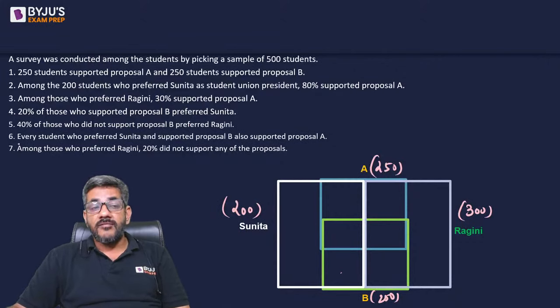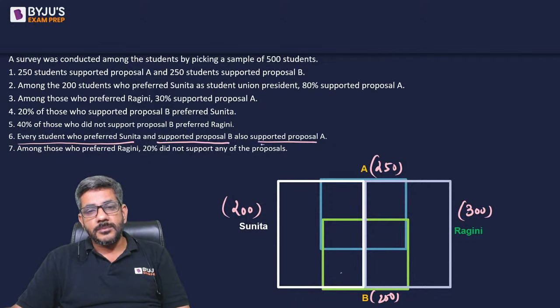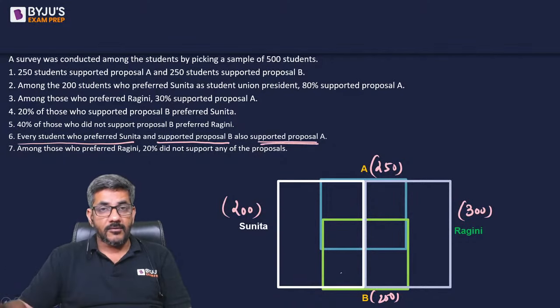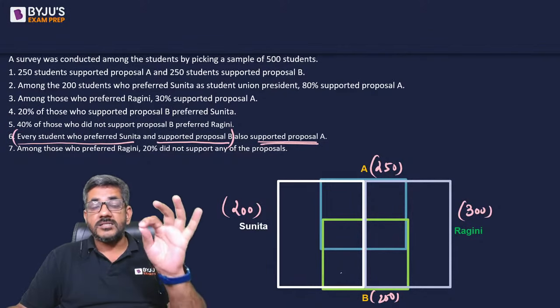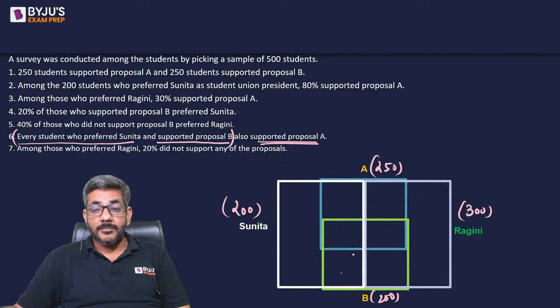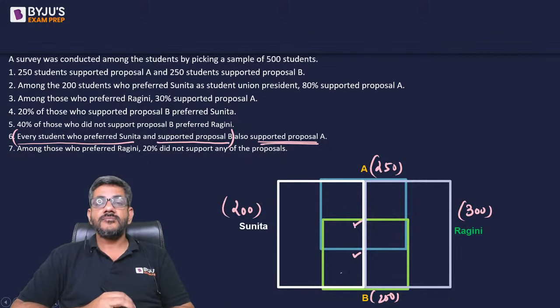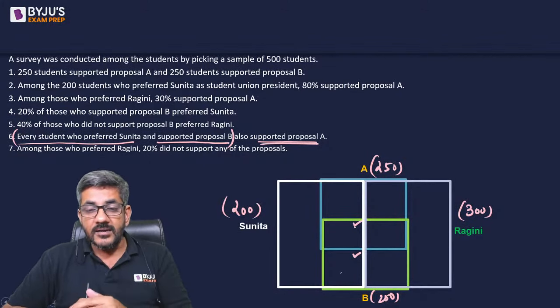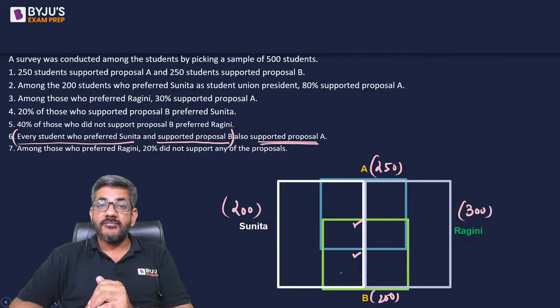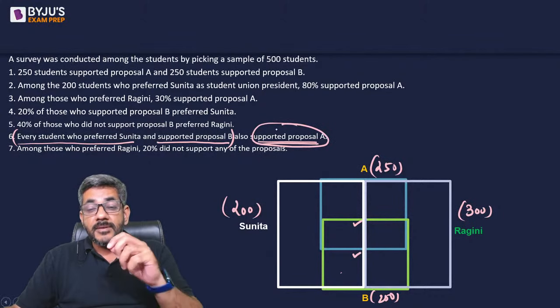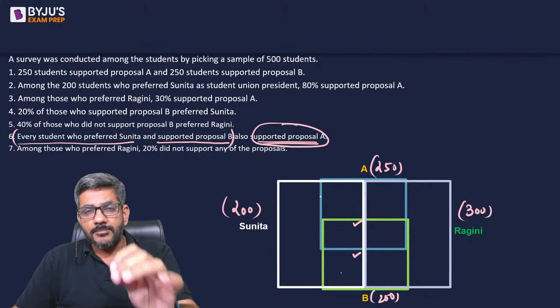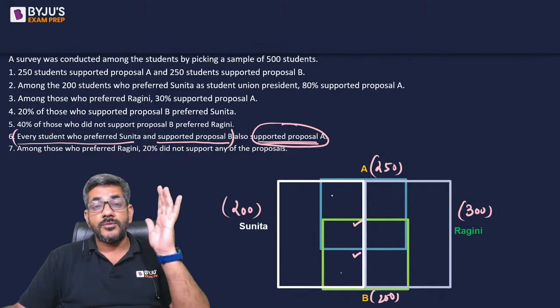Every student who preferred Sunita and supported proposal B also supported proposal A. This is important now. Every student who preferred Sunita and supported proposal B. What are those people? They are these two areas where I put up a tick, right, guys? But he says they also supported proposal A. That means if a person supported proposal B, he will also have to support proposal A.